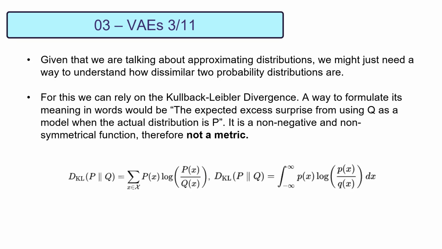So it's basically a metric of information theory, right? It tries to find, basically in simple words, what is the surprise from using Q as the model of P when the actual distribution is P.